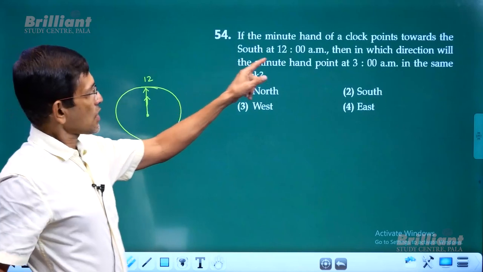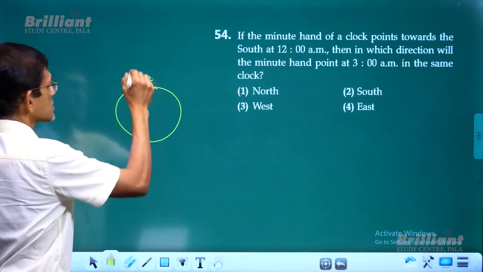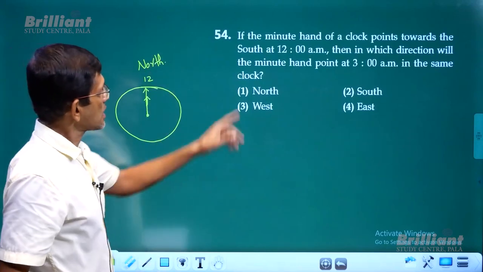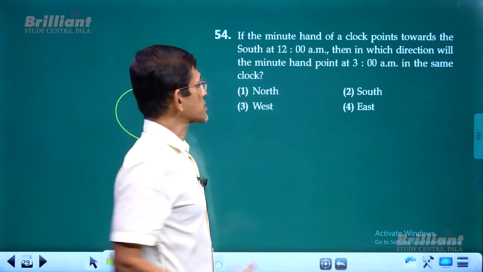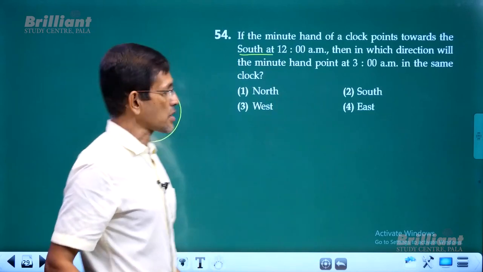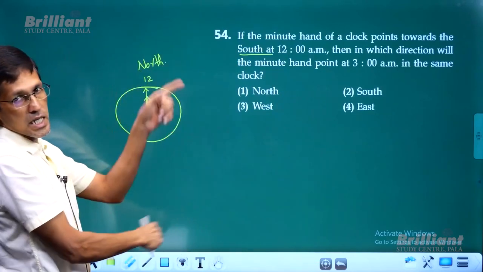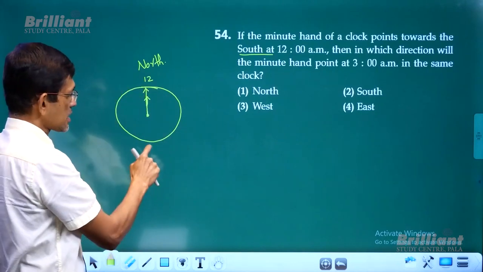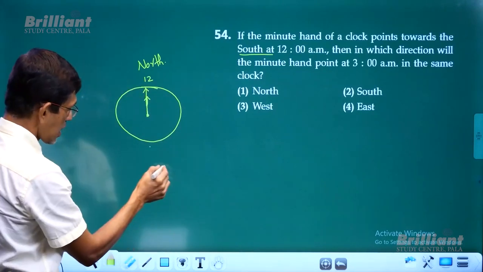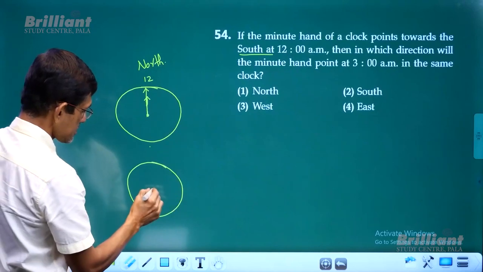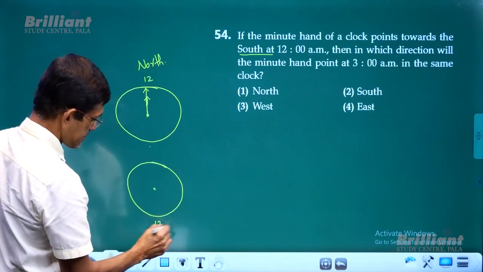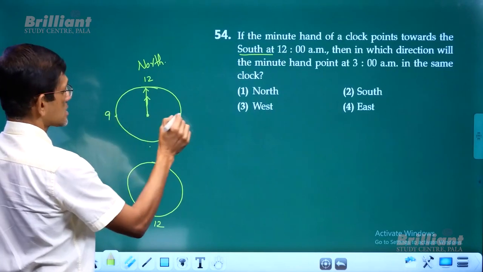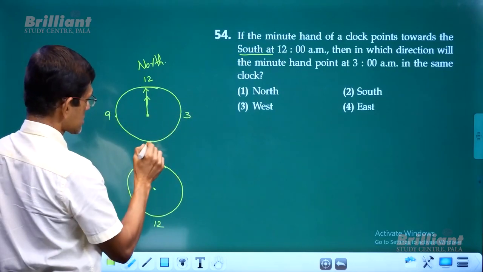So the minute hand of a clock points towards south. Actually, this direction is north. And in our question, it is given that the minute hand points towards the south. So that means this clock is exactly inverted. So this 12 must be somewhere here. So this is how the clock is placed. 12 is here. This is 9, this is 3, and this is 6.